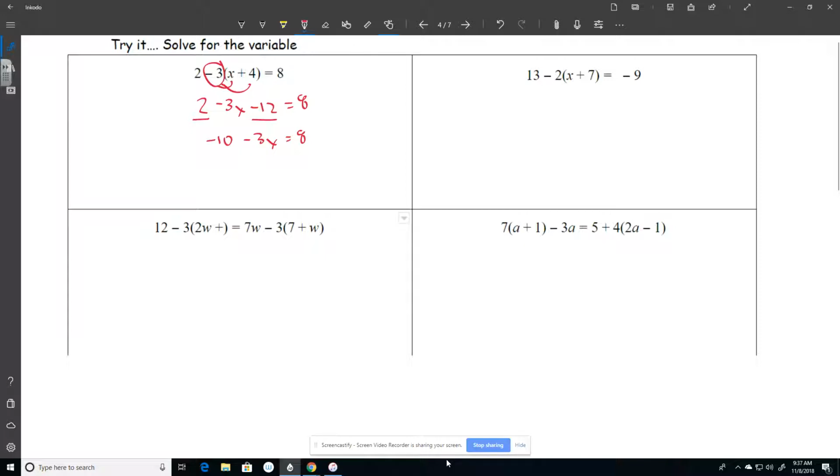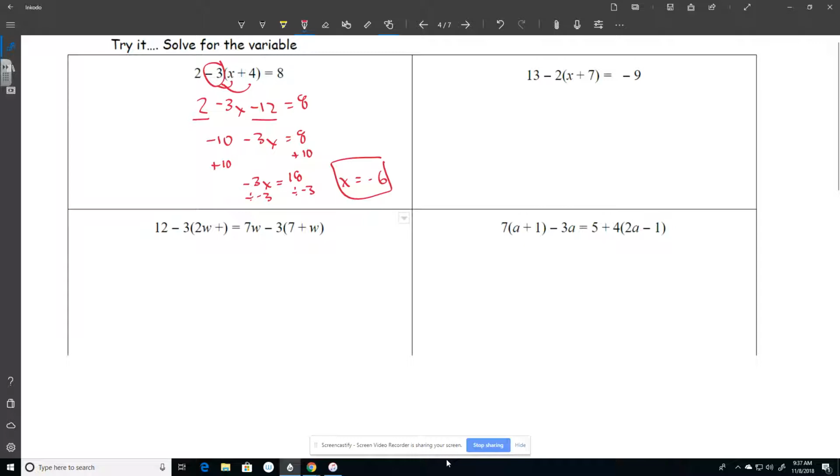Now, I only have x's on the left. So I'm going to isolate my x. I'm going to move everything else to the other side so that x is by itself. And I need to do that in the backward order of operations. So I need to get rid of adding and subtracting first. So this minus 10, I'm going to move first by adding 10. So negative 3x equals 18. Then I'm going to divide by negative 3. So x is equal to negative 6.